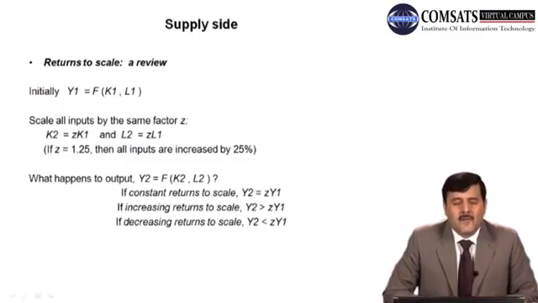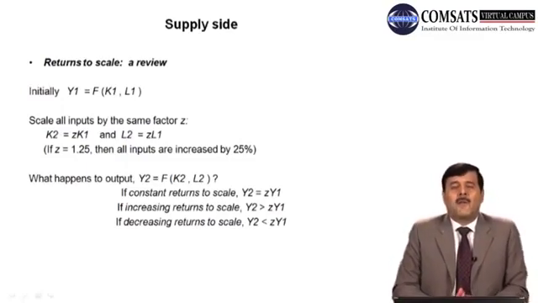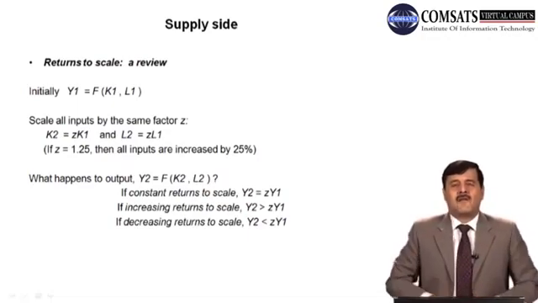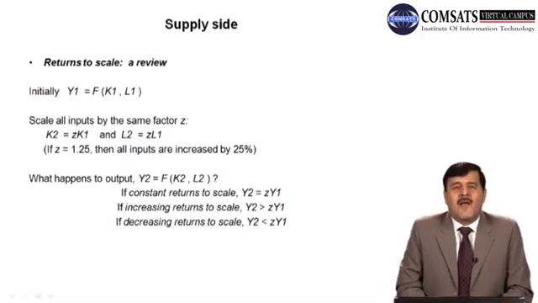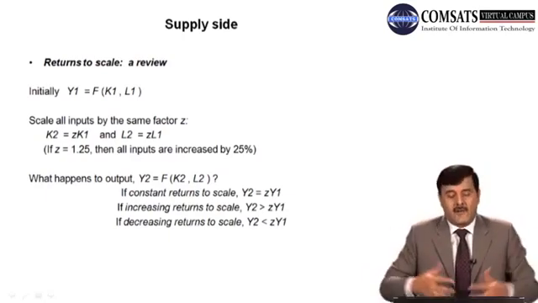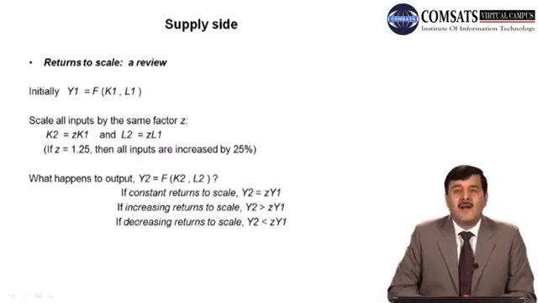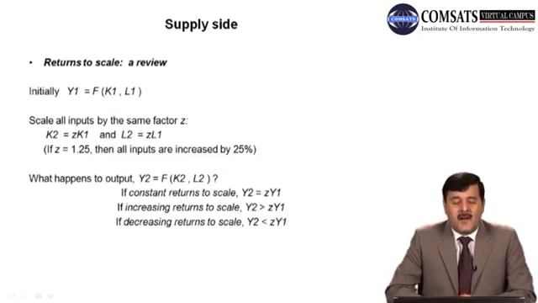Now a review of returns to scale. When we talk about production, we say that capital and labor are used as factors of production, and at that time we talk about returns: when we can say that the economy is earning increasing return to scale, sometimes decreasing return to scale, and what the situation will be when there are decreasing and constant return to scale. Initially we start and can write the production function as Y1 is equal to F of K1, L1.